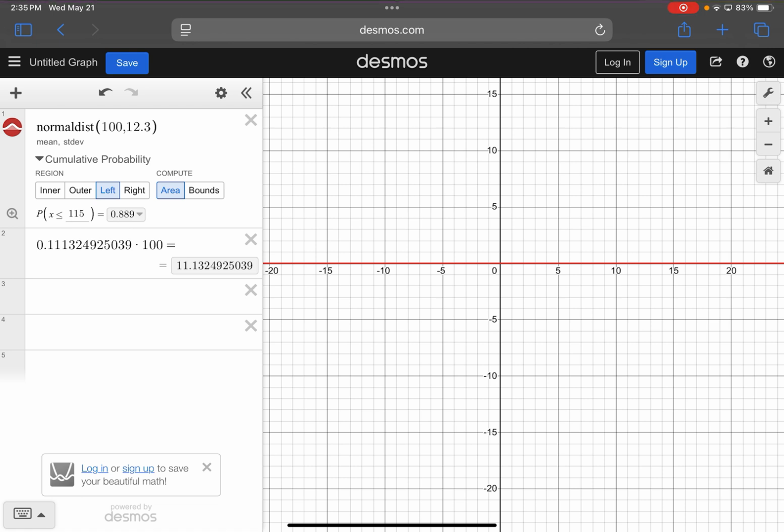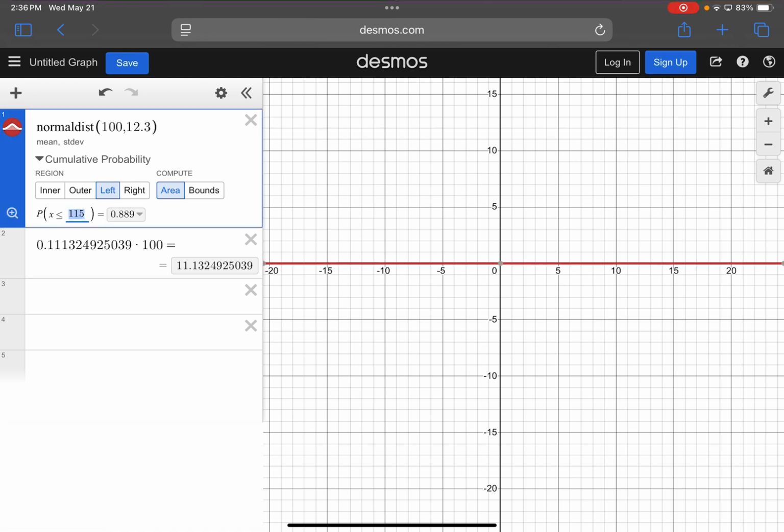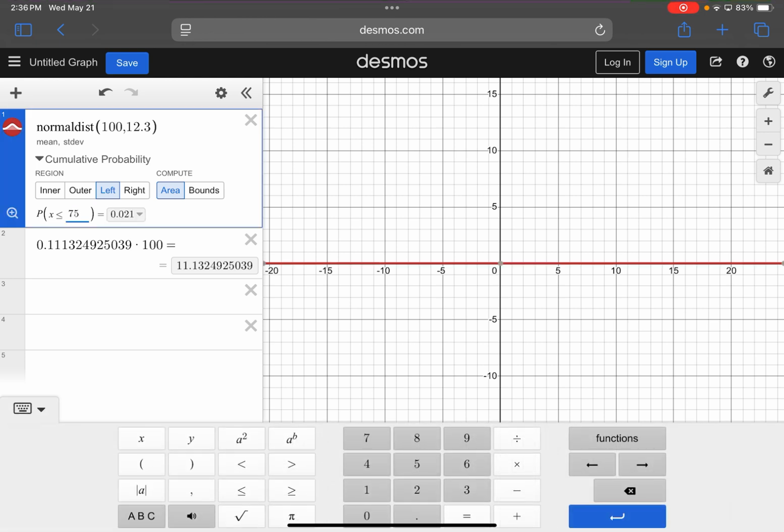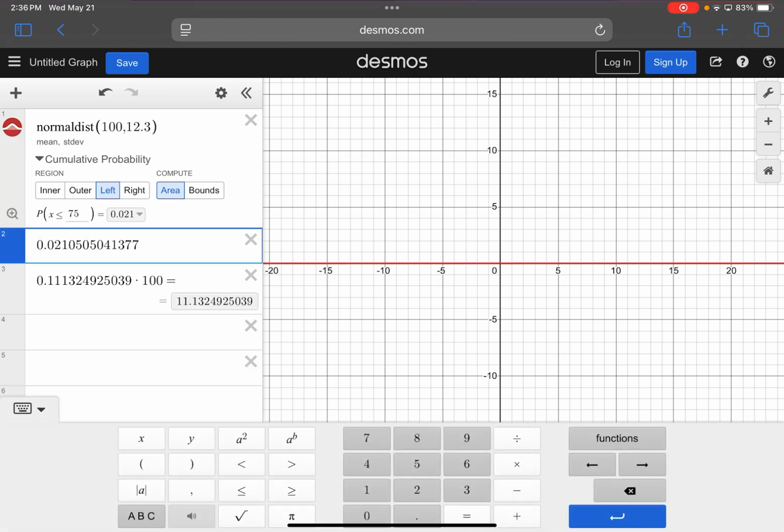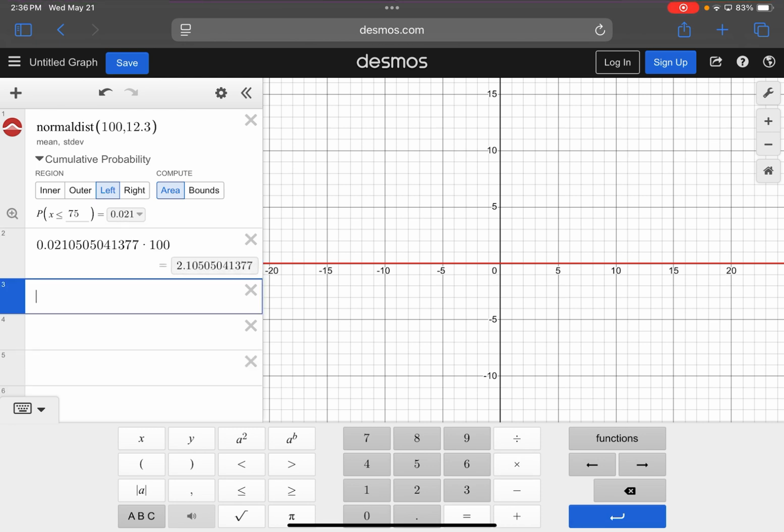So the next problem was 75 people take the test. How many would we expect to score lower than 75? So 75 is the low score on the test, and you get that 0.021. I'm going to take that number and multiply by 100, and that's the percent. I expect 2.1 or 2.11 if you round to two decimals. 2.11%, but they want to know out of the 75 that took the test.